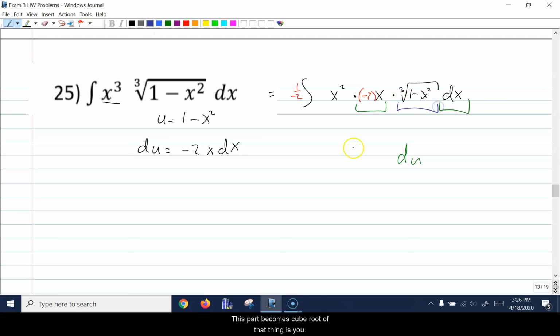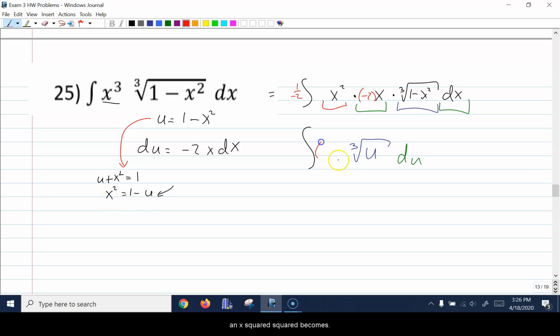This part becomes cube root of that thing, which is u. I still have this pesky x squared I need to deal with, though. What can I do with x squared? I don't need to solve all the way for x, because I've got an x squared there. If I add x squared to both sides, u plus x squared is 1. So x squared equals 1 minus u. Now I have a formula I can use to change an x squared. X squared becomes 1 minus u. It needs parentheses because it's all being multiplied by that cube root u.